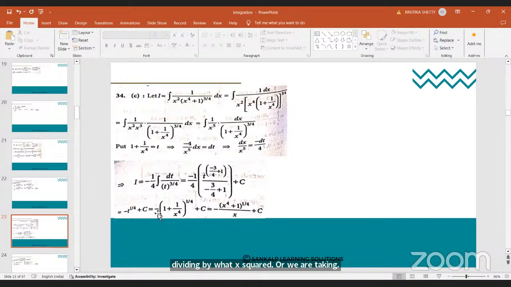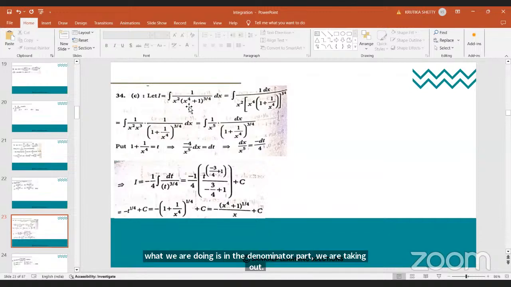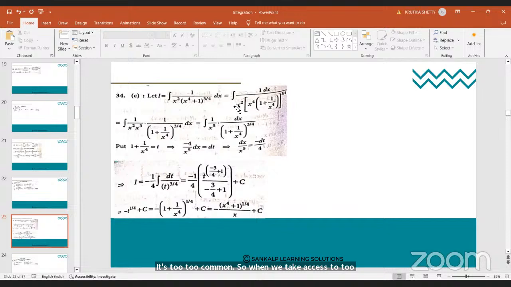See, on simplifying, what do we get here? In the denominator part we are taking x raised to 4 common, so outside we get x raised to 4, and in the bracket 1 plus 1 upon x raised to 4, raised to 3 by 4. Now this will be adjusted: x square into x raised to 3 will be x raised to 5, and in the bracket we get 1 plus 1 upon x raised to 4 raised to 3 by 4.